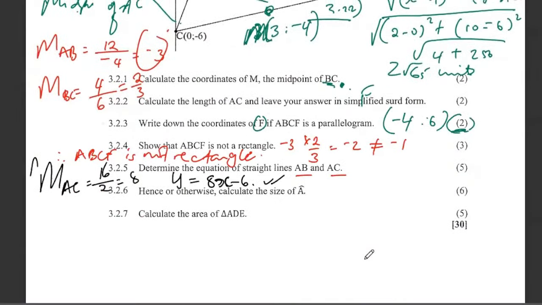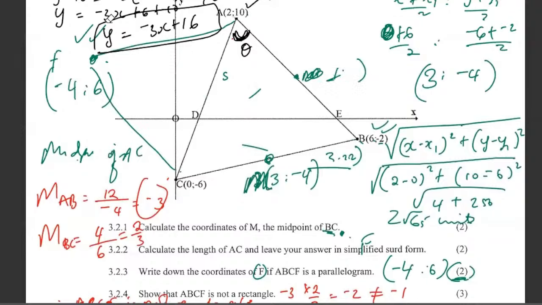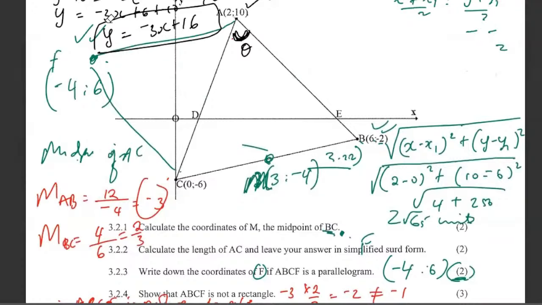Then hence, or otherwise, they want us to get the size of A. They want us to get this angle here. So if that is your theta, all you need will be the angles of inclination. Okay, let's just eliminate some of this. So for us to get the angle of inclination, we can use the gradients. So we say the gradient here was negative 3. And then the gradient here, we found it to be 8.